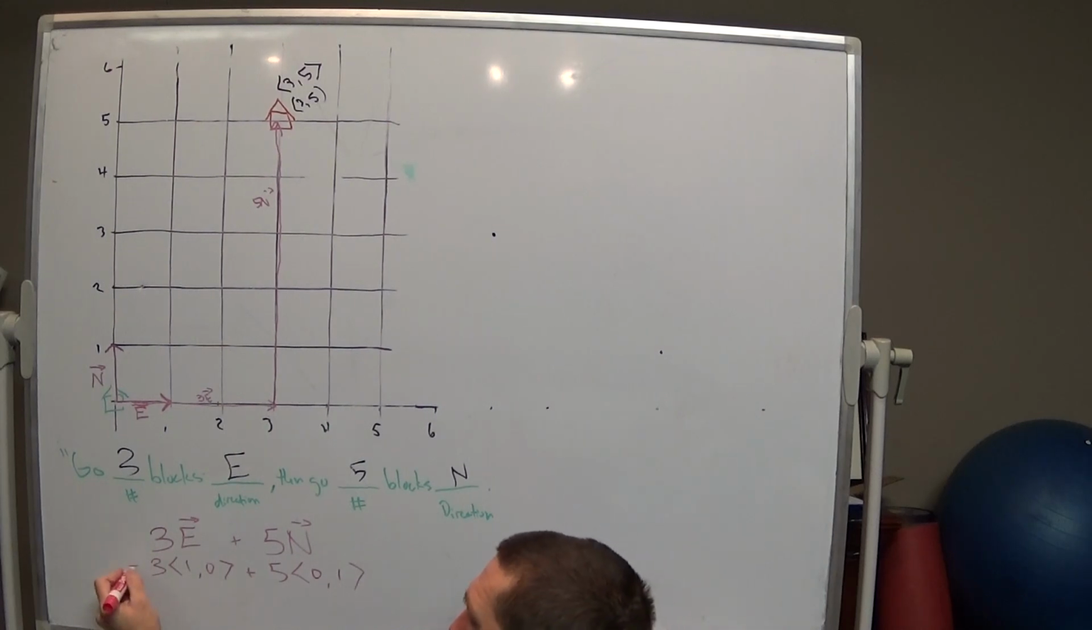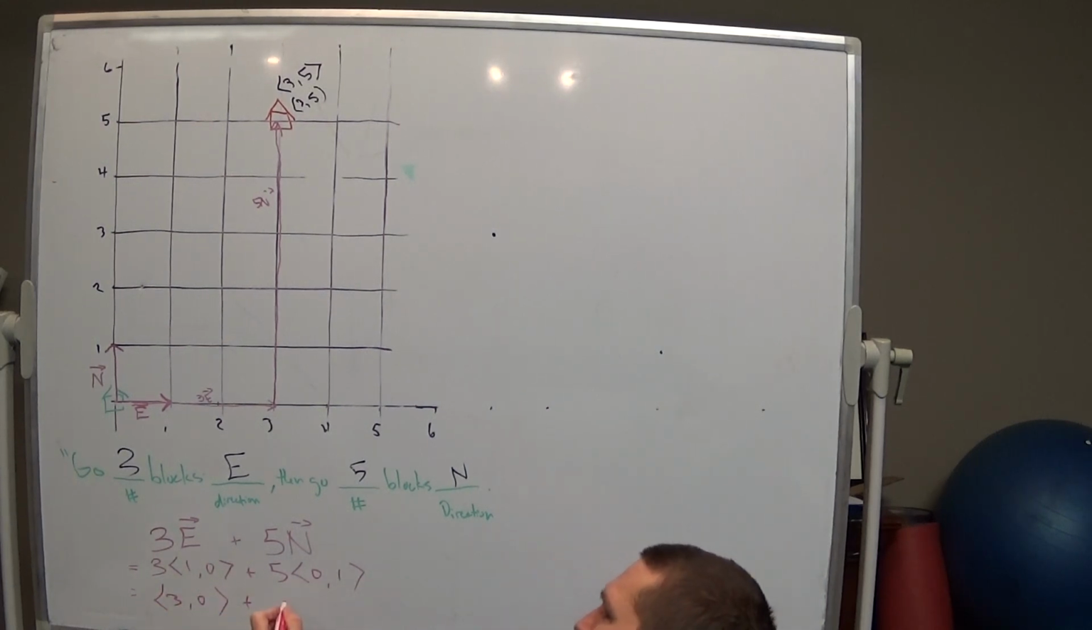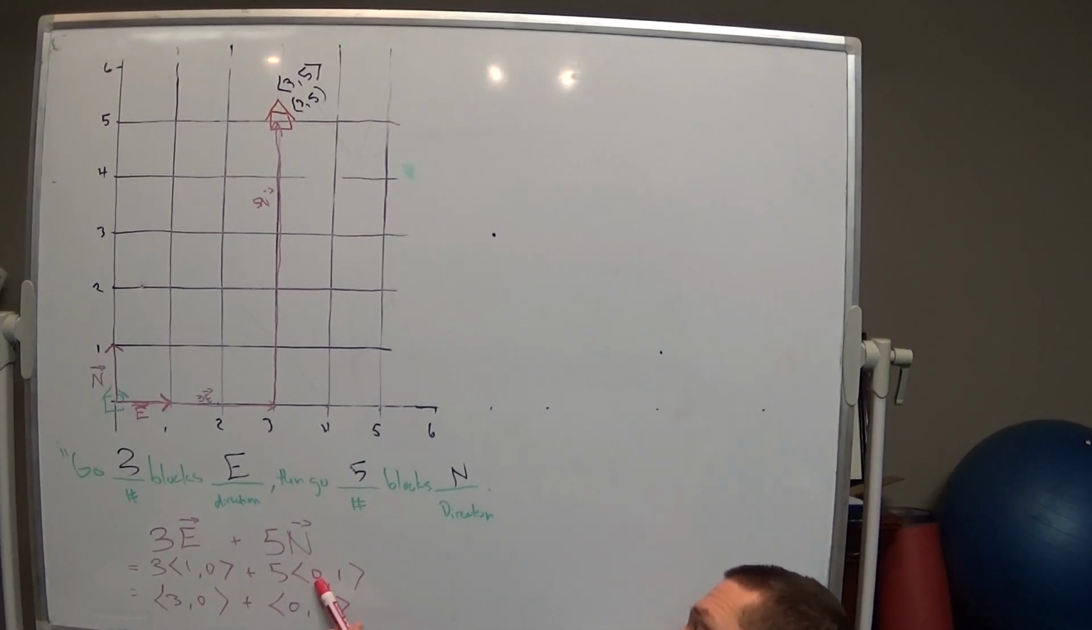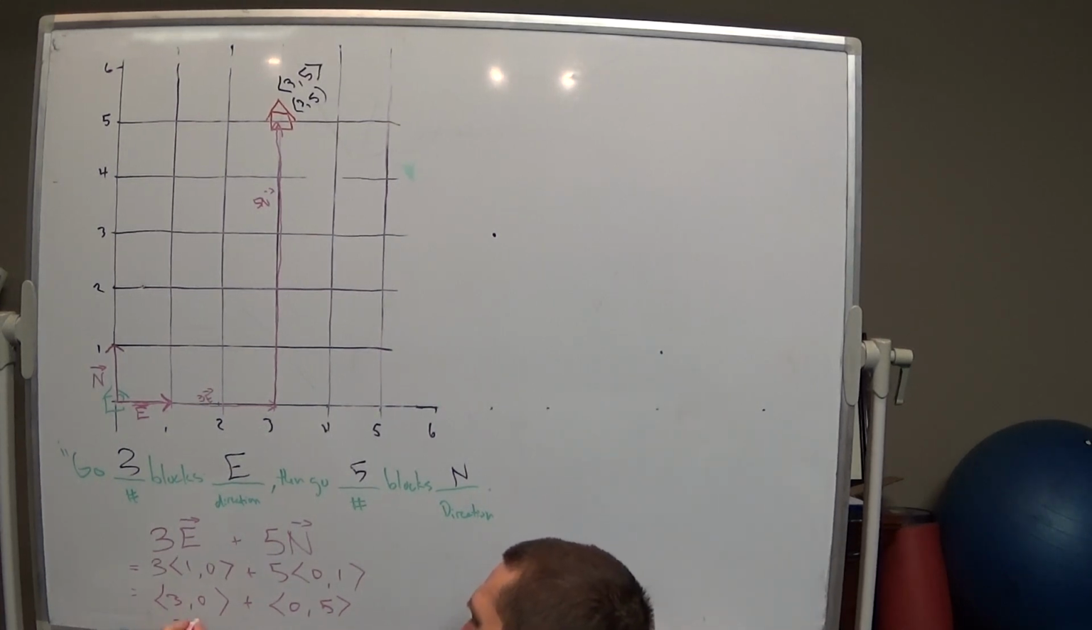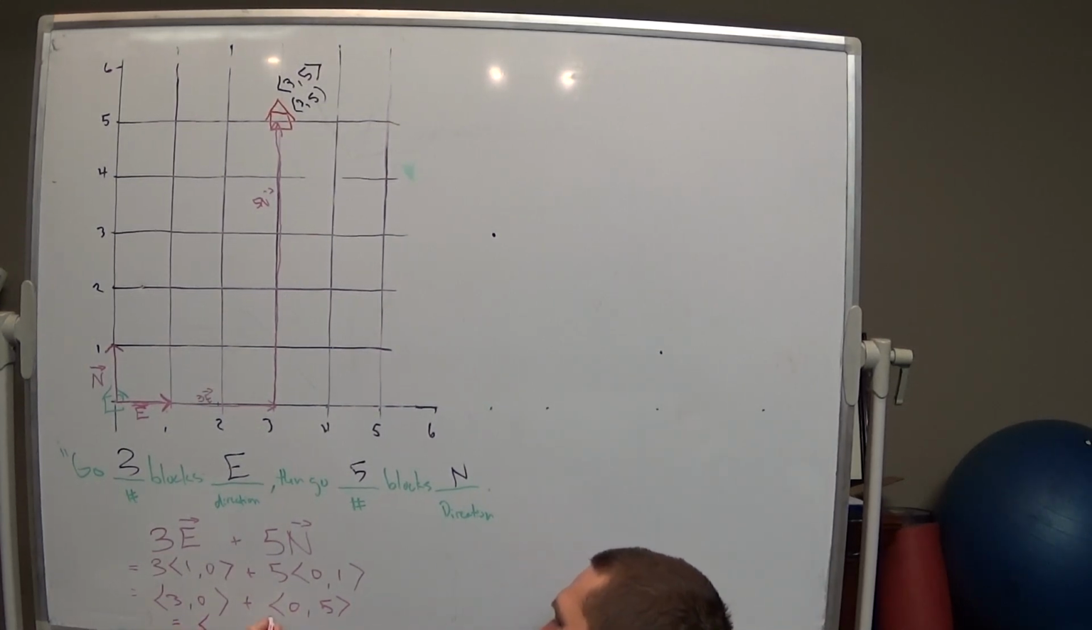Now, let's just see what happens. I multiply that through, and what do I get? 3, 0. 3, comma 0. When I multiply that through, what do I get? 0, 5, right? It jumps over, multiply by 0, stays 0. Jump over, multiply by 5, you get 5. When I add those vectors together, what do I get? 3, 5.